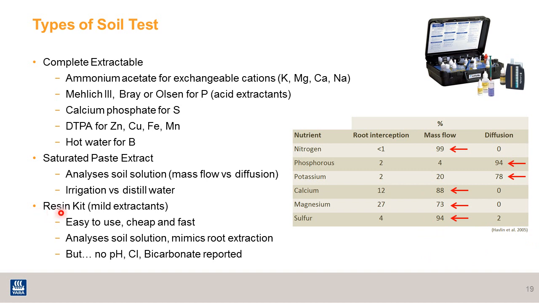Now, when we look at this raisin kit, it's pretty interesting. It uses a mild extractant that mimics the root ability to extract nutrients from the soil. And you can send a sample in with your irrigation water, and it's normally a cheaper and fairly fast way of analyzing your soil. I'll show you more of that later, but they will not give you the soil pH, the chloride, or bicarbonate in that report, and you can talk to them about why that is the case.